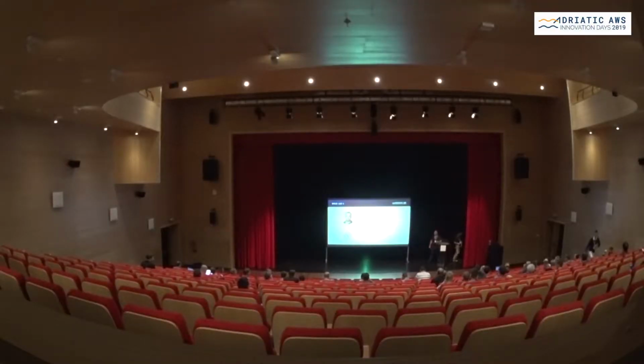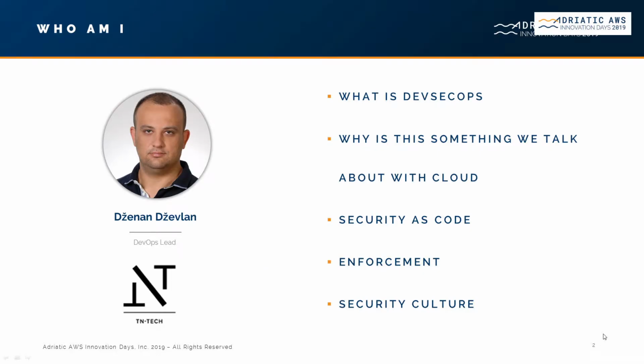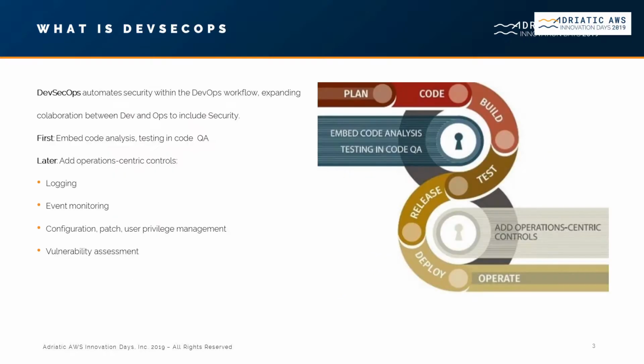Okay, thank you. So today I would like to talk to you about DevSecOps. Here's the agenda. These few bullets we will go through today. Why is this something we talk about with cloud, security as a code, how to enforce security inside AWS, and security culture. So first of all, what is DevSecOps?